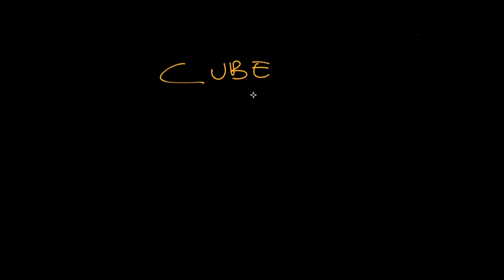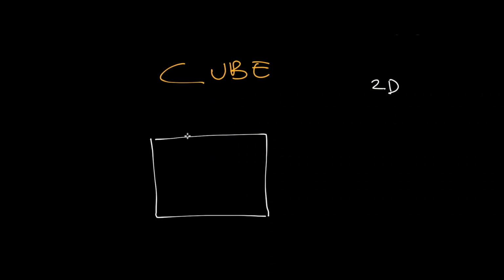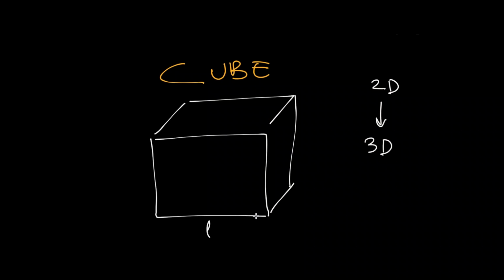Now, why is it called the cube? First, we are going to see the square. This shape is called the square because it is in 2D form. Now, if we make this 2D picture into 3D, this shape is going to be like this. It has the length L, the breadth is also the same L, and the height is also L. This is called the length, this is called the breadth, and this is called the height.